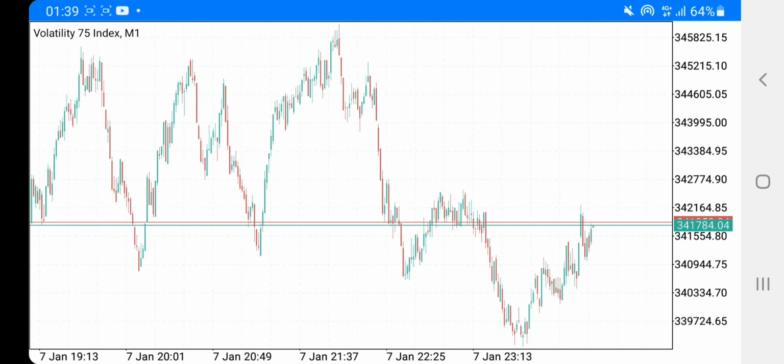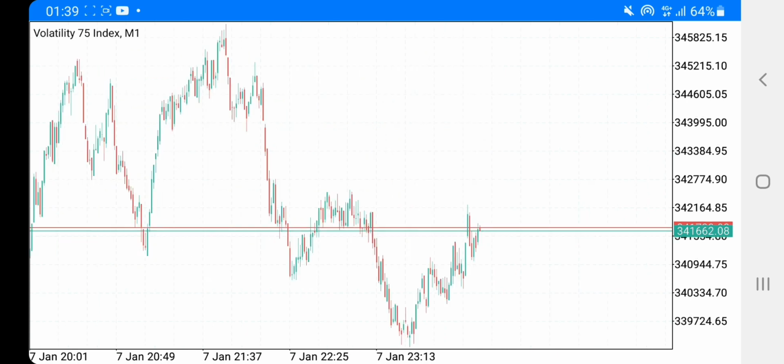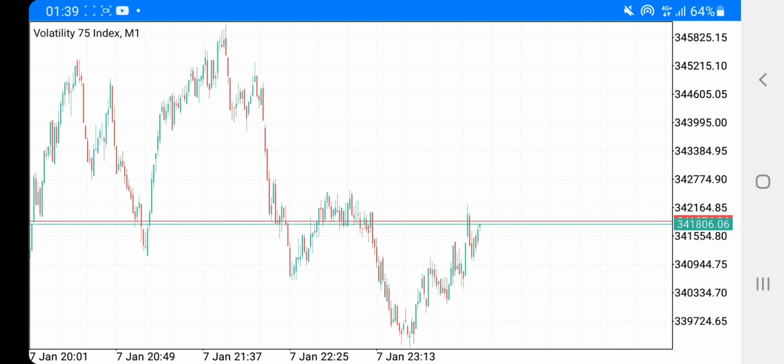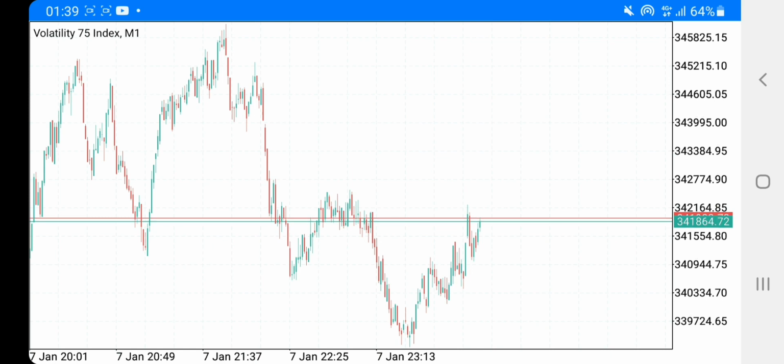Okay, so what is overbought and oversold levels? Now these overbought and oversold levels, ladies and gentlemen, this refers to when price of a security or an asset has reached a level that may be unsustainable and is likely to correct or rather reverse. Okay, now the levels can be identified by using technical analysis. Technical analysis is the best way to identify overbought and oversold levels, and you use indicators such as the oscillator or the RSI, and also the moving average. So the oscillator, the RSI, and the moving average.